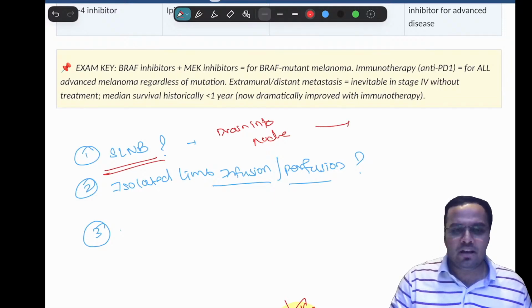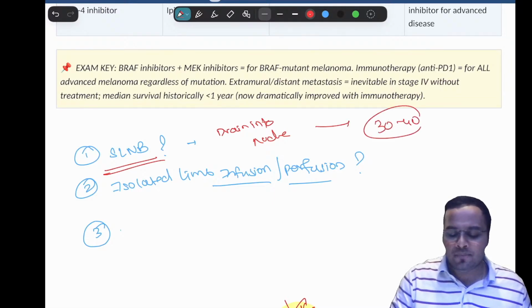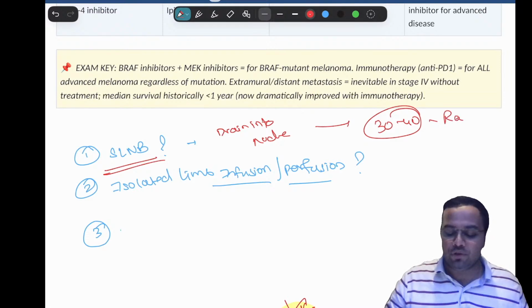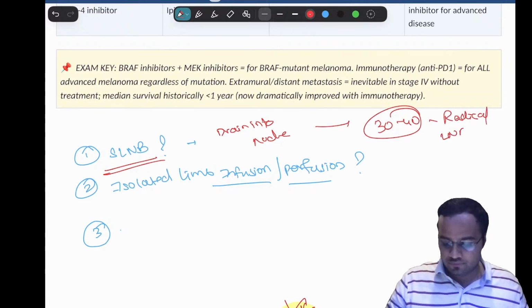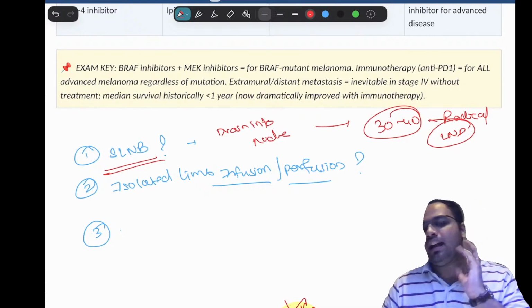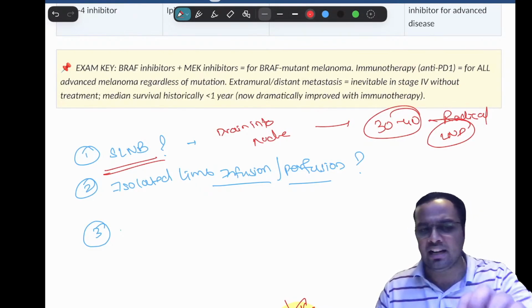So there might be a group of 30 to 40 lymph nodes. When you remove all the lymph nodes, it is called a radical lymph node dissection, or radical LND. But if this is the lesion and there are 40 lymph nodes in the neck, an arbitrary number of 40 lymph nodes.